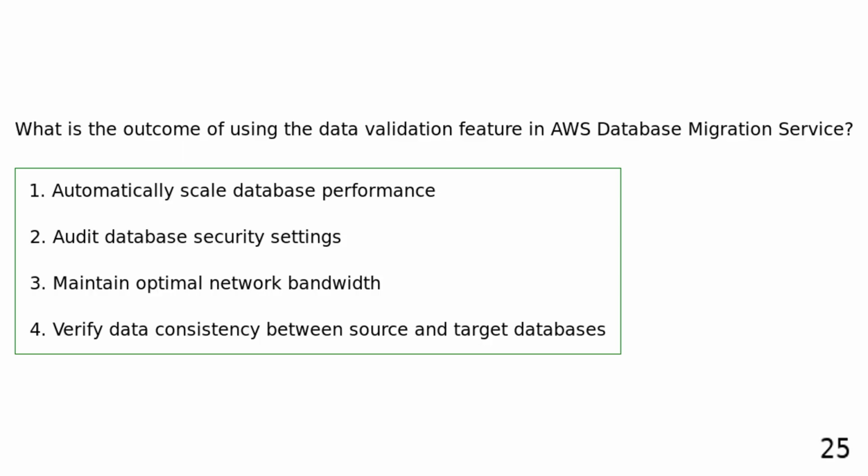What is the outcome of using the data validation feature in AWS Database Migration Service? Automatically scale database performance. Audit database security settings. Maintain optimal network bandwidth. Verify data consistency between source and target databases.